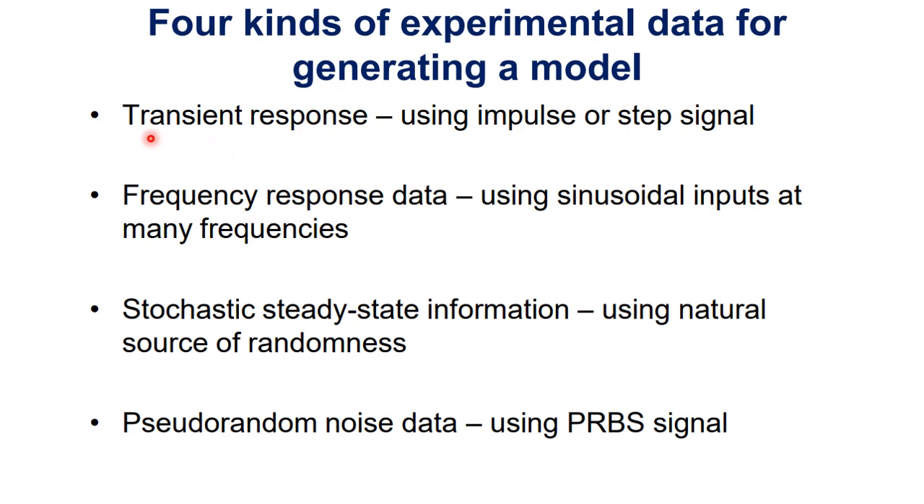So the first is transient response. We can use either impulse or step inputs. Frequency response data, we can use a sinusoidal input at many frequencies. Stochastic steady state information, we can use a natural source of randomness. You can check in the MATLAB toolbox, there are a natural source of randomness. And the pseudo random noise data, we can use the PRBS signals as the inputs.